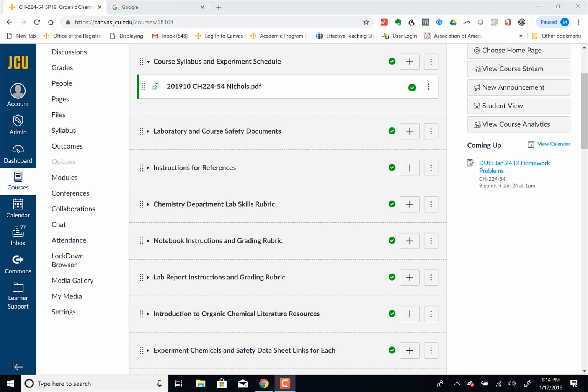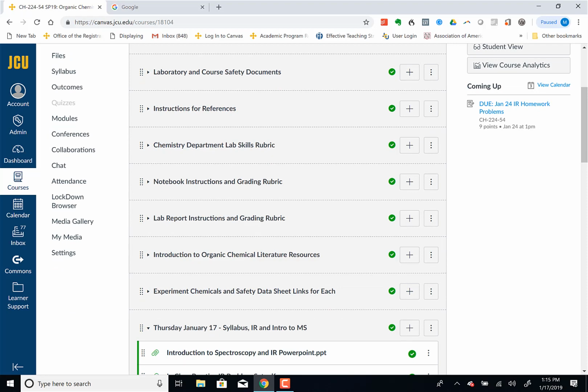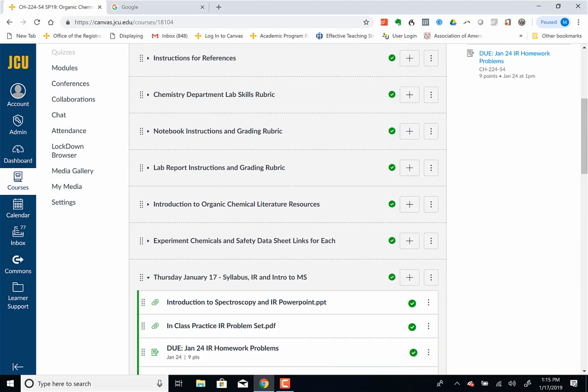Okay, this is organic lab. On the website, you already have access to the first few folders: the safety documents, the syllabus, instructors and references, our rubrics, and then down to the introduction to the chemical literature, and then the chemicals and the safety data sheet links for the chemicals that we're going to be using for experiments.